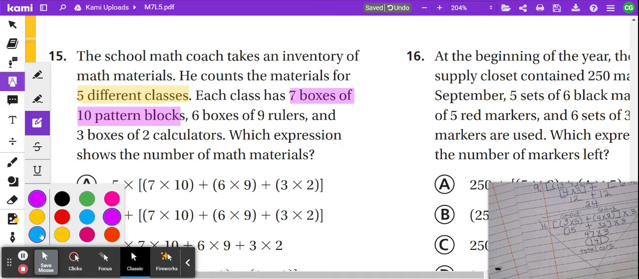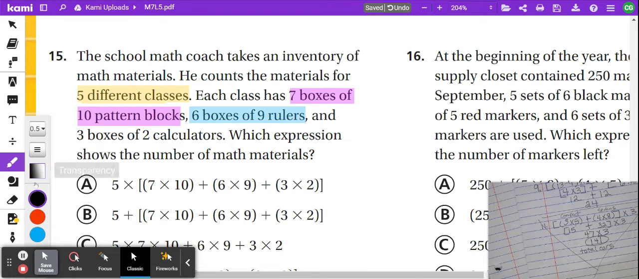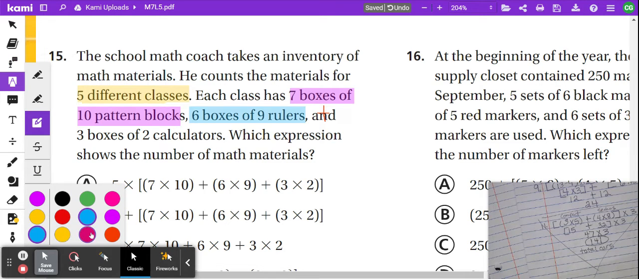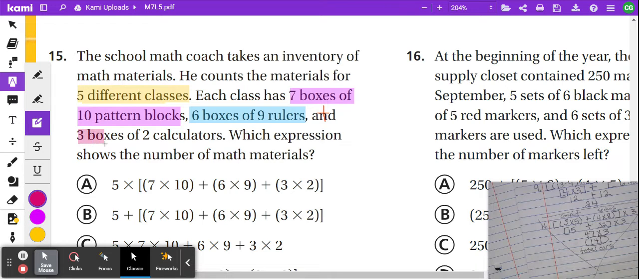6 boxes of 9 rulers. That's 9 rulers in each box. And, love that word and. What does and mean? There you go, because we're going to combine them, right? Put a plus sign there. And 3 boxes of 2 calculators. So that's 2 calculators in each box. Which expression shows the number of math materials?